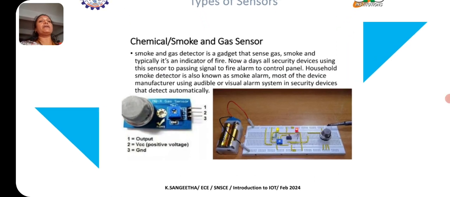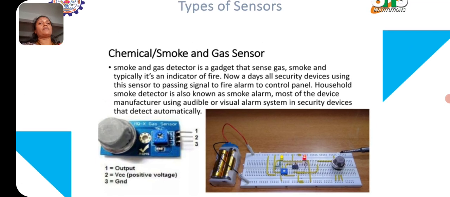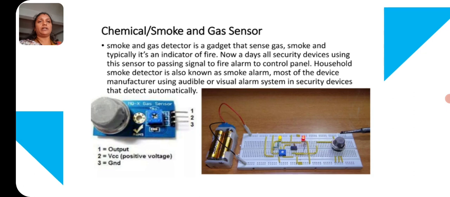Next, chemical or smoke and gas sensor. A smoke and gas sensor is a gadget that senses gas and smoke, and typically it is an indicator of fire. So it can be used in home automation.